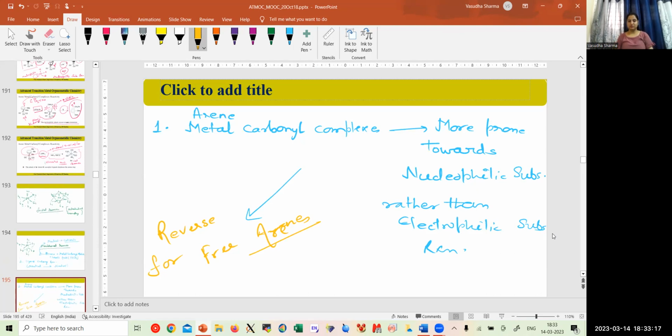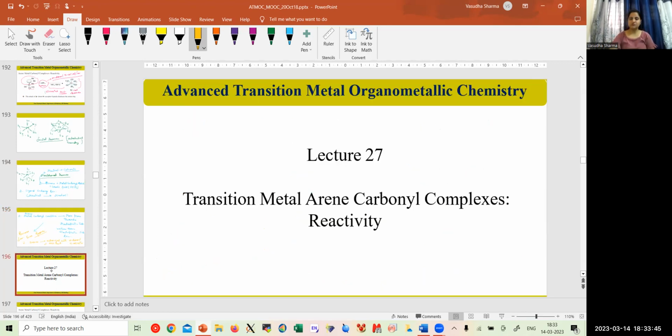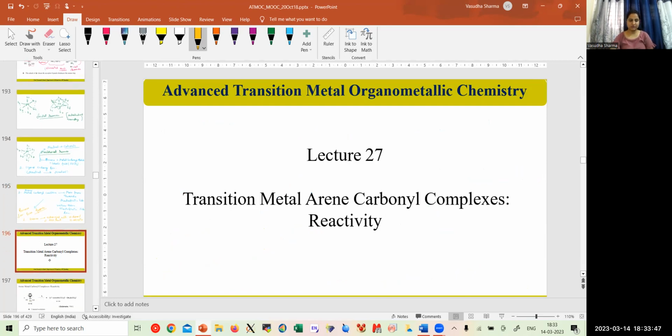And also that arenes get exchanged with sigma donor or pi acceptor ligands at high temperatures. So these are all the take-home messages from lecture 26, where we saw the transition metal arene carbonyl complexes. Lecture 27 is also a further continuation of these particular complexes.